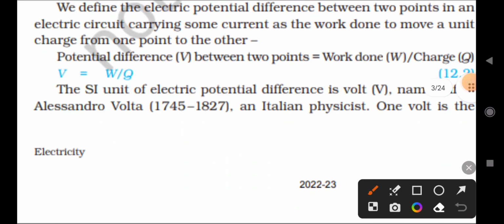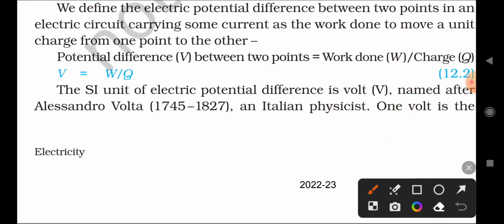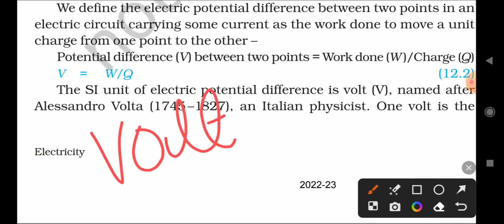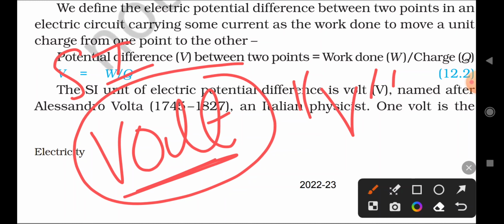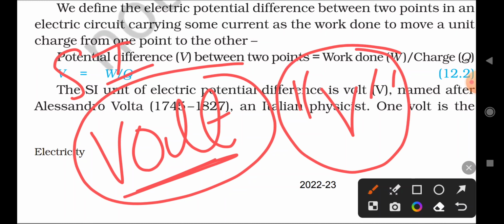Another important point: what is the SI unit of electric potential difference? We can write volt, and it is denoted by the letter V. Remember that the SI unit of electric potential difference is volt, denoted by the letter V. This is for 1 mark. In your exam, if they ask what is the SI unit of electric potential difference, you can write volt, symbol V.